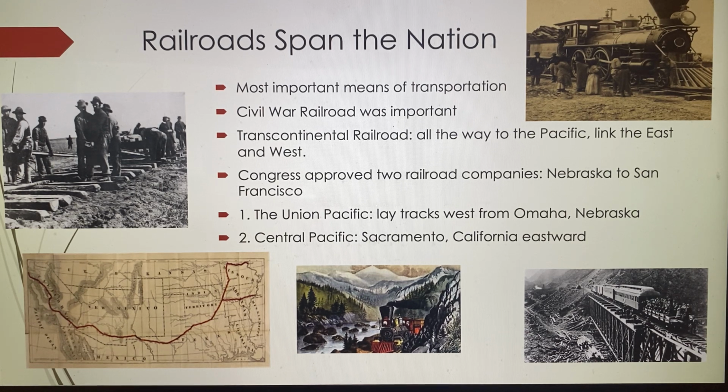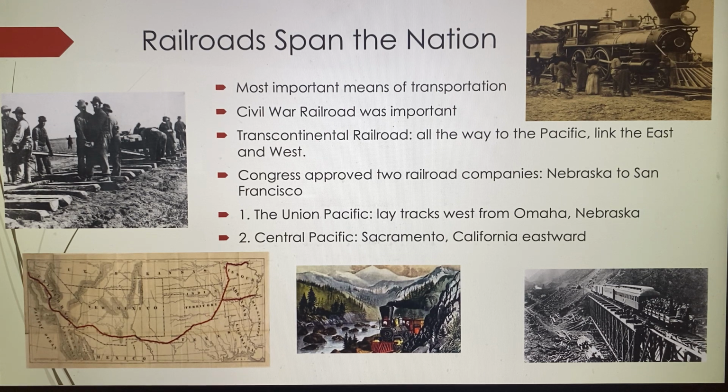Congress approved 2 railroad companies. The first railroad was called the Union Pacific, and it laid tracks west from Omaha, Nebraska. And the next railroad was the Central Pacific, which started in Sacramento, California, and went eastward. And they wanted these two railways to meet, so that we'd have a transcontinental railroad.